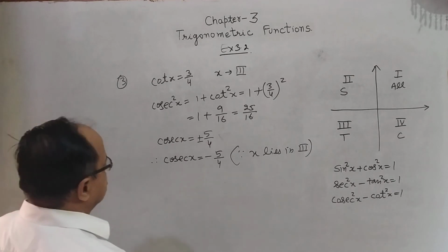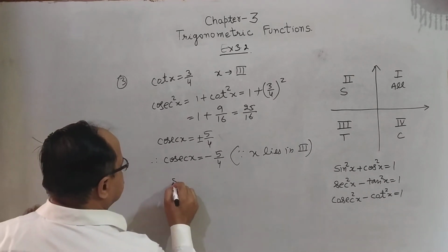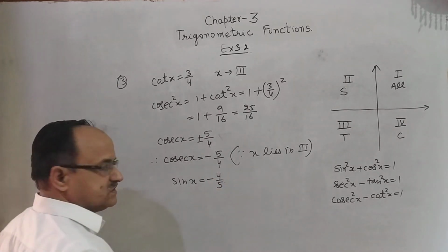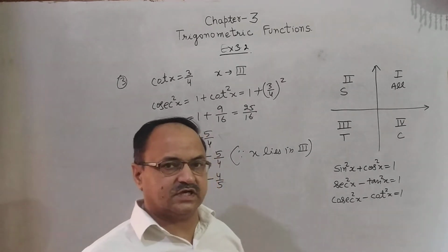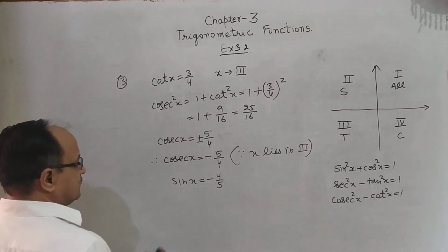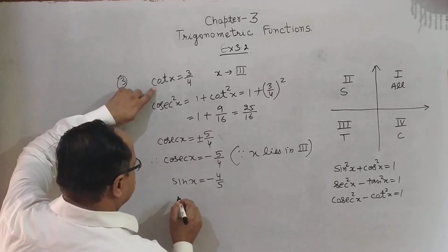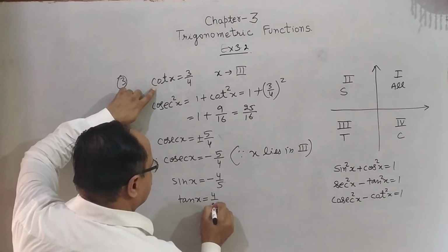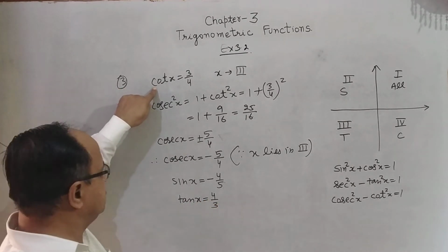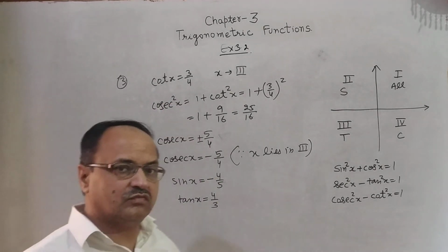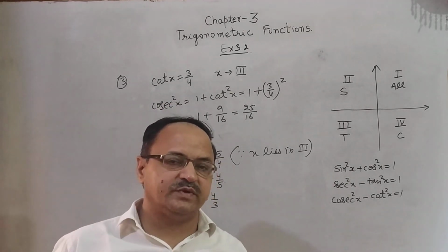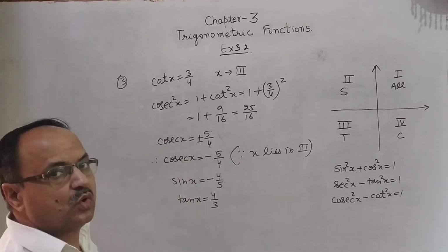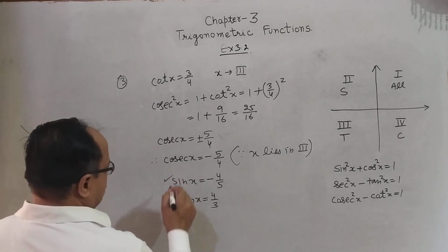Now with the help of this you can find sin x. Sin x is minus 4 by 5, since sin is the reciprocal of cosec. And with the help of this you can find tan. Tan x is equal to 4 by 3. Now only two trigonometric ratios remain, cos and sec. How can you find cos? With the help of this you can find cos.